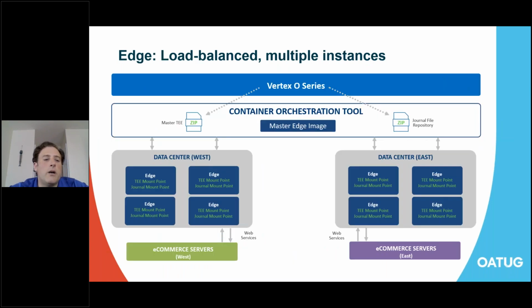This is an example of Edge being load balanced across multiple data centers. This is very common in the enterprise space. If you're worried about latency and scalability, you might have an east and a west data center supporting your e-commerce web store. In this case, we can distribute the same tax calculation engine to both the east and the west data center, and we can load balance many different tax calculation engines in each data center to make sure that you've maximized the user experience, no matter where your clients are located and no matter where they're interacting.